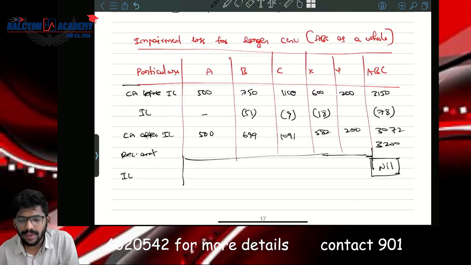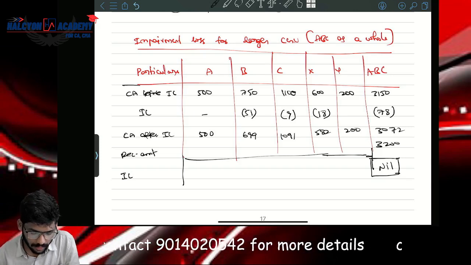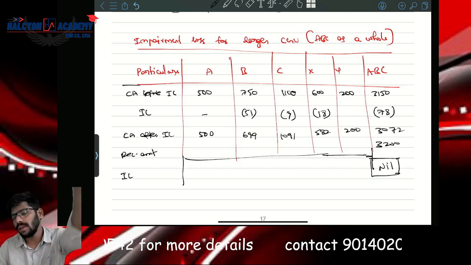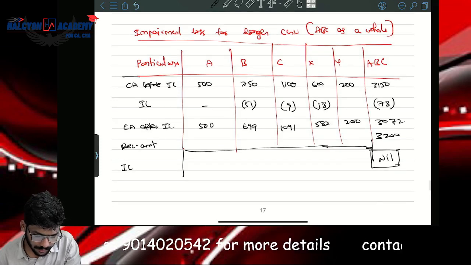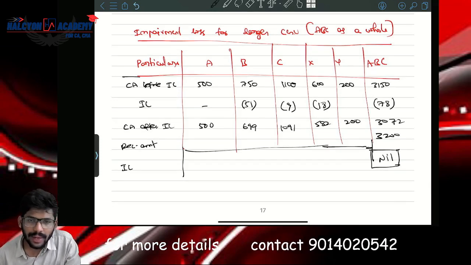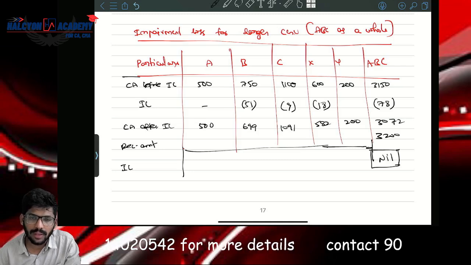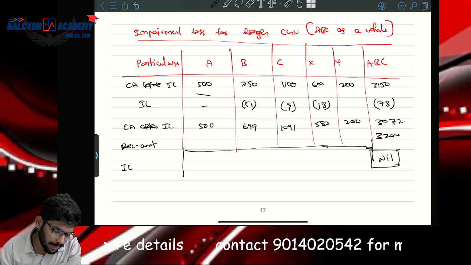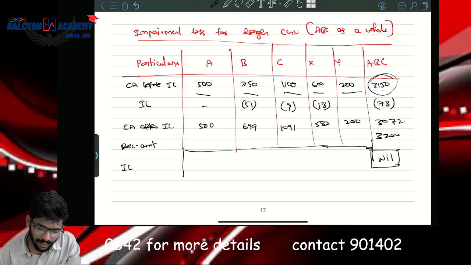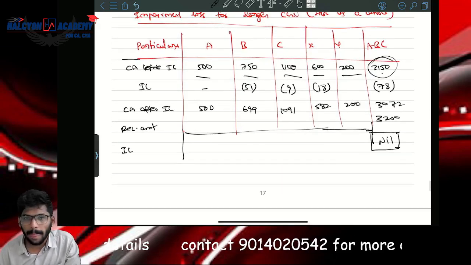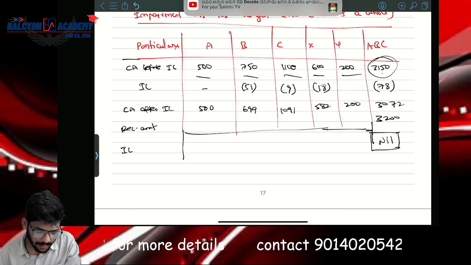And the last one, impairment loss for the larger CGU. ABC as a whole. The last question is asking about overall ABC Limited. If you want to calculate the impairment loss of an entity as a whole, you should consider all the assets. Here we have A, B, C as well as X and Y, the corporate assets. Total 3150. So we got an impairment loss, how much?